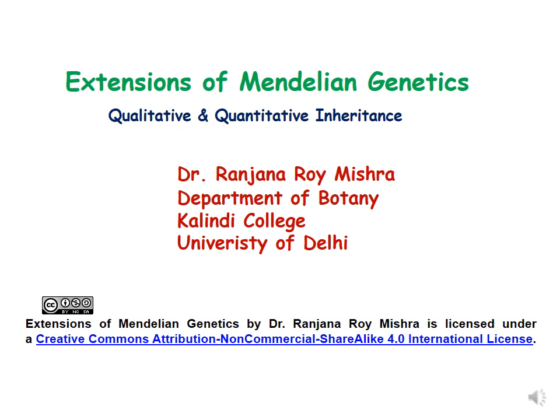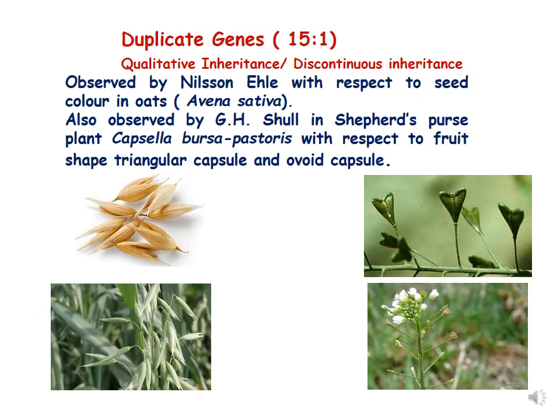Today's lecture is about qualitative and quantitative inheritance, and we will be discussing these two aspects of extensions of Mendelian genetics. Let us discuss first qualitative inheritance, and the example of this is duplicate genes in the ratio 15:1.